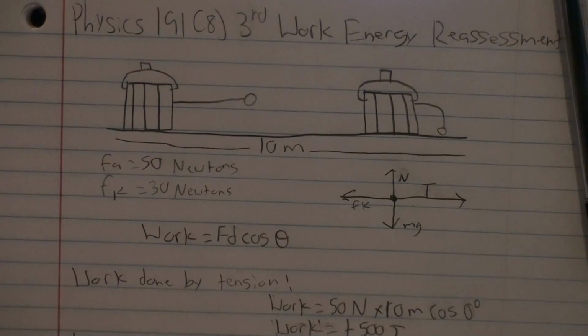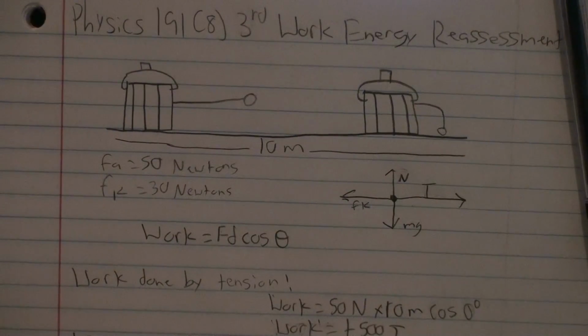Well, the first thing I did here was draw a diagram to illustrate what's going on in the problem, and it shows the trash can being pulled over a distance of 10 meters with an applied force of 50 newtons and a kinetic friction of 30 newtons. And then I drew a force body diagram to illustrate all the forces acting on the trash can. And these are the forces I'm going to find in this problem as well.